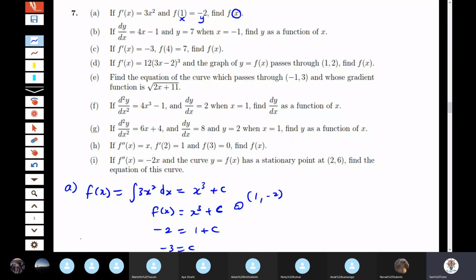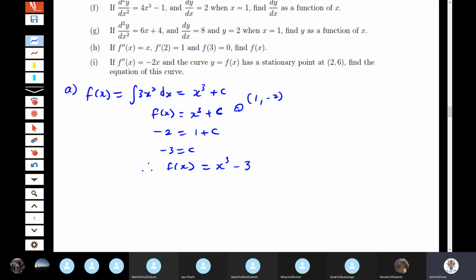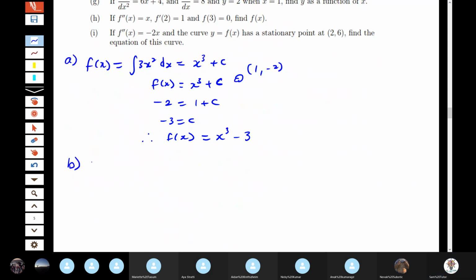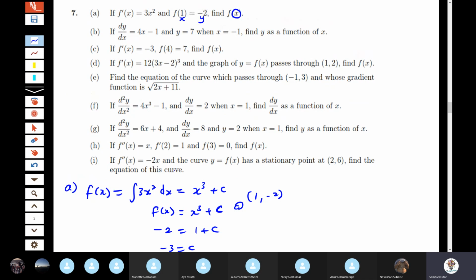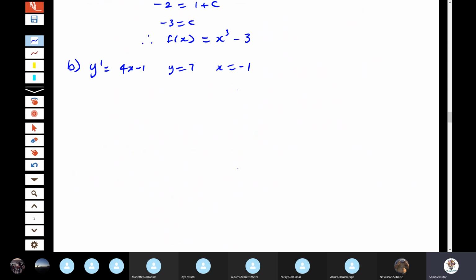All right, B, Anouk. Y dash equals 4x minus 1 and y equals 7 when x equals -1. Find y as a function of x, which is always the case, right? You're always going to find y as a function of x. So y dash is 4x take away 1. Let's write it down here. Y dash equals 4x take away 1 and y equals 7, x equals -1. All right, go ahead and tell me what to do.